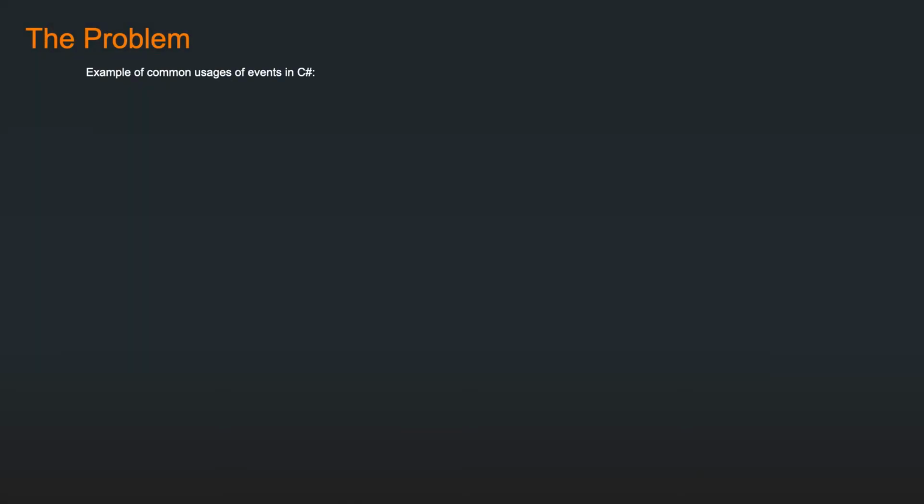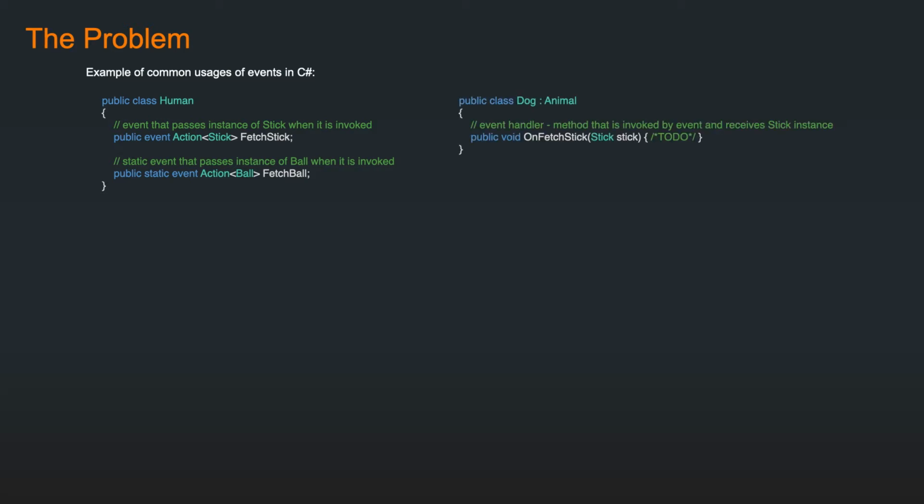Let's review an example of common usages of events in C#. Class Human contains two events. Fetch stick event that can invoke event handler with stick parameter. Static event fetch ball that can invoke event handler with ball parameter. Class Dog contains OnFetchStick event handler that has parameter stick. Class Cat contains OnFetchBall event handler that has parameter ball.